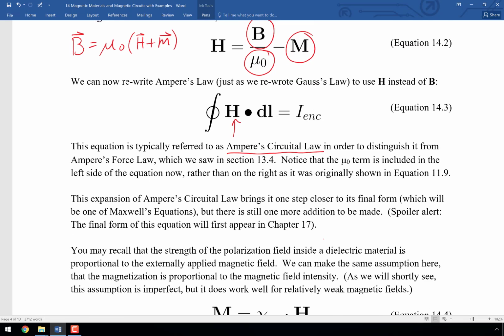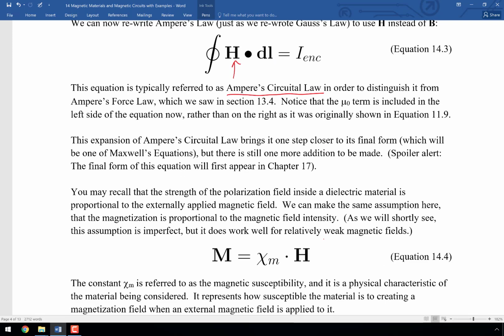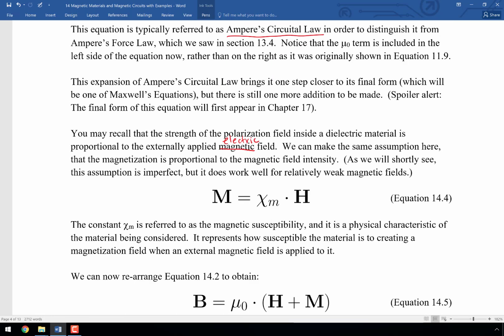So you might remember that the strength of the polarization field was proportional to the externally applied electric field. That was flashing back to our earlier discussion of electric fields. We can make the same assumption here, that the magnetization is proportional to the magnetic field intensity. And so you can see that we're going to have M is equal to chi sub M times H. And chi sub M is referred to as the magnetic susceptibility.